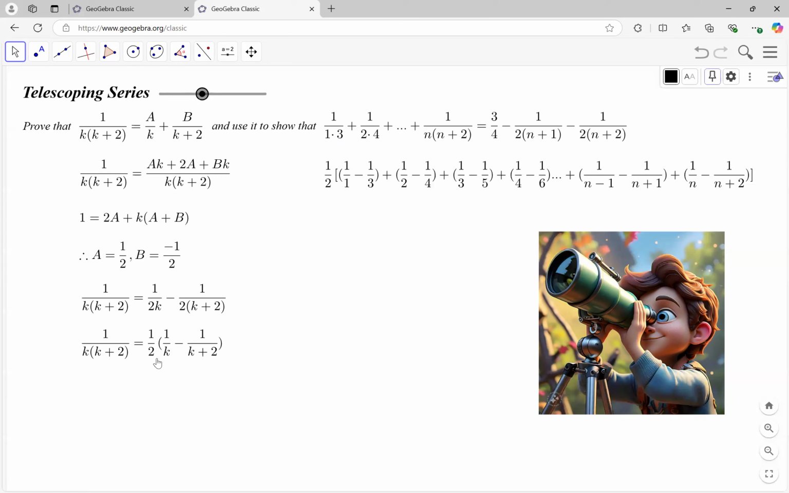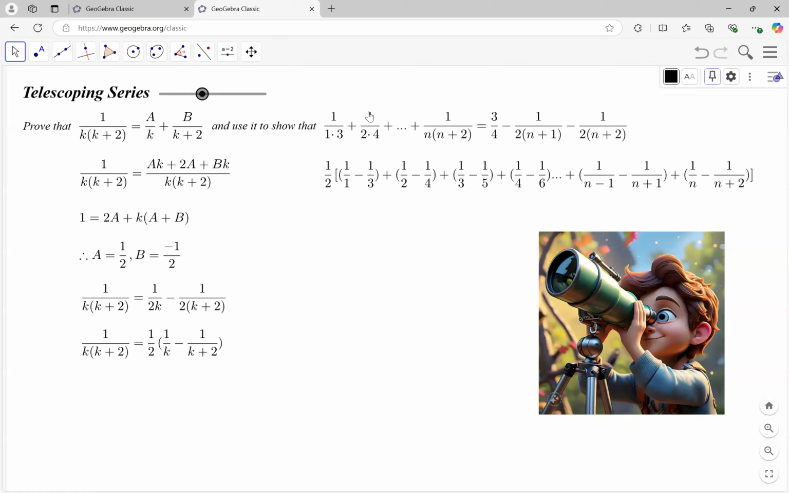So firstly, let me just point out we can take 1/2 out the very front, and then we're going to be left with 1 on k, which is 1 on 1, minus 1 on k plus 2, which is 1 on 3. So this first part here, 1 on 1 multiplied by 3, can be broken down into this. And remember, we've taken 1/2 out as the factor at the very front because it's going to be a factor of all of these terms.